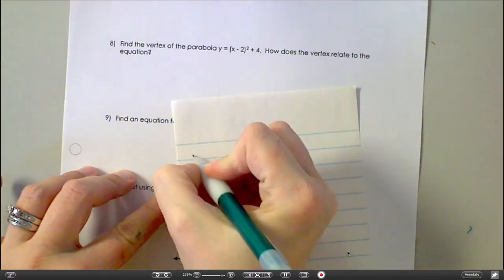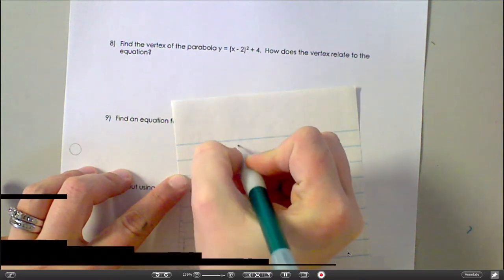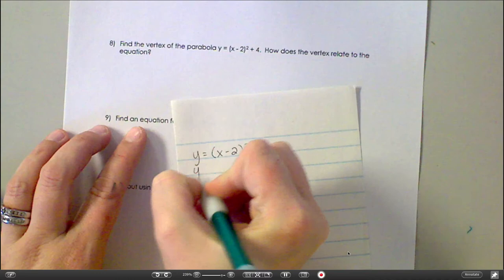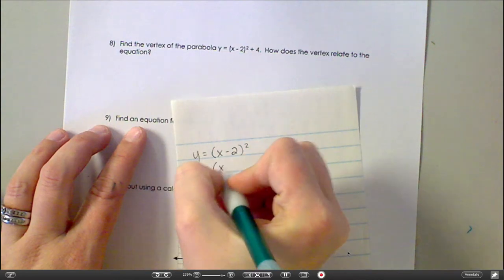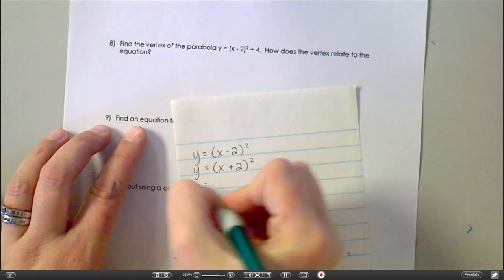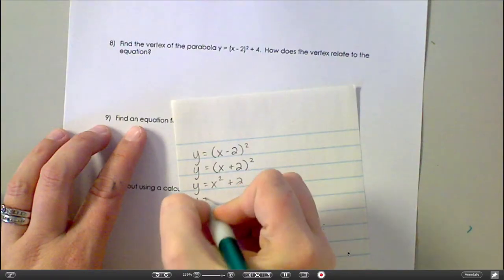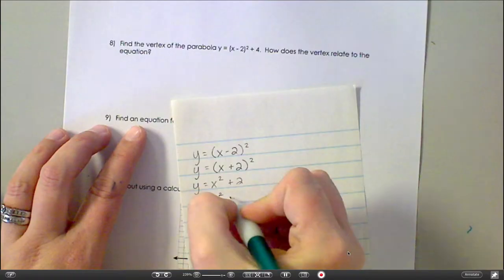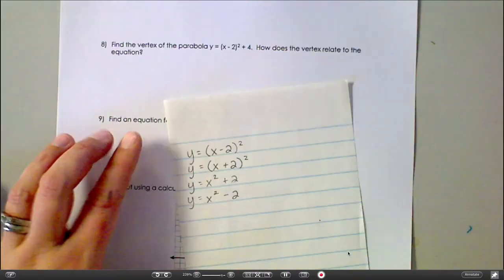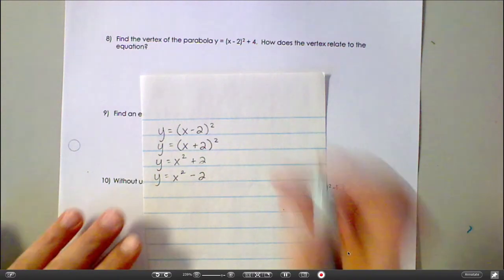Something like this, y equals x minus 2 squared. We looked at something like this, y equals x plus 2 squared. We looked at y equals x squared plus 2, and we used different numbers, but these were the situations. Okay, so when I had a minus 2 in the parentheses with the x, which direction would that move me in? To the right, yep.